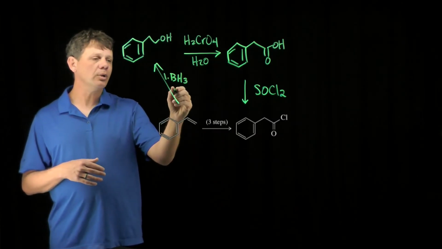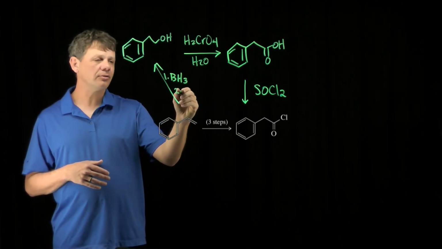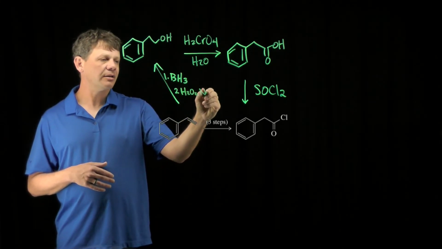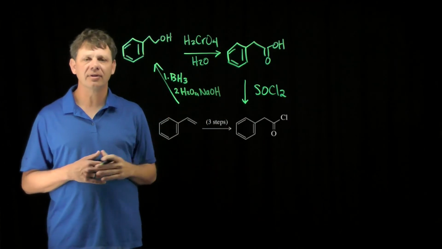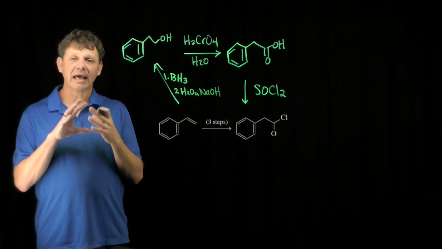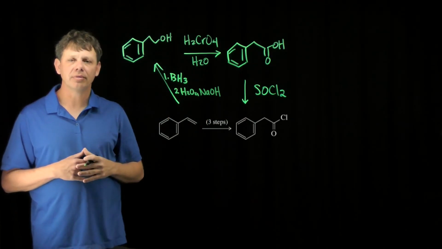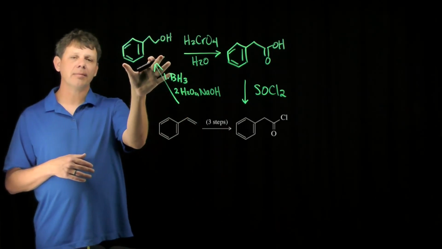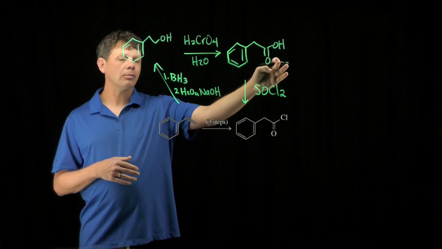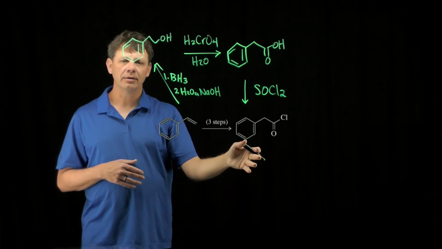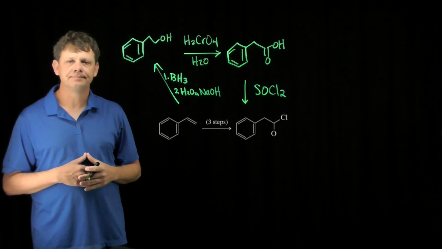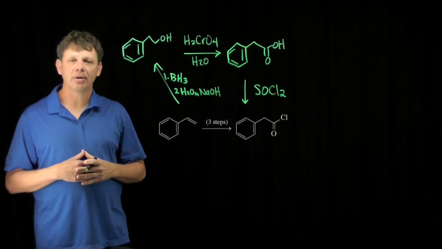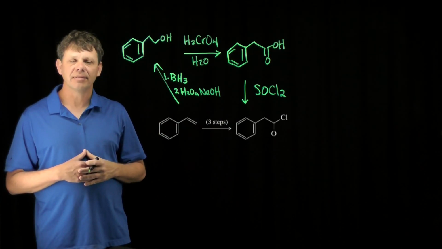And then in step 2, we treat the borane that is produced with hydrogen peroxide in basic solution, sodium hydroxide, to convert that alkyl borane into the primary alcohol. So by going from the alkene to the primary alcohol, we can then make a carboxylic acid, which we convert to an acid chloride. I'm sure there are other ways that we can do this, but this is one example of a 3-step synthesis of the acid chloride.